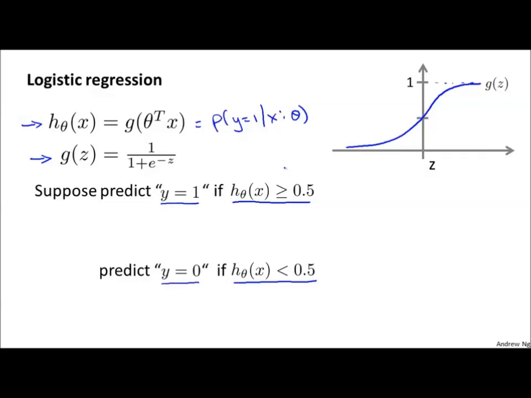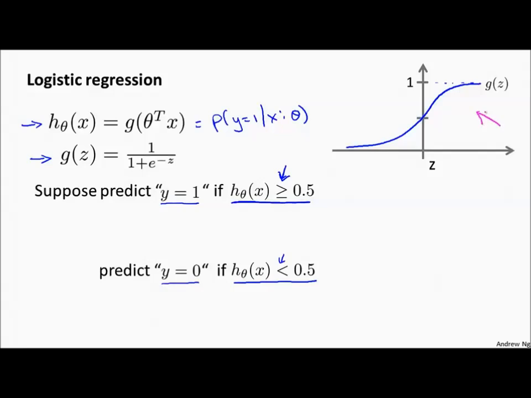And I chose a greater than or equal to here and a less than here. If h of x is equal to 0.5 exactly, then we could predict positive or negative, but I put a greater than or equal to here, so we default maybe to predicting positive if h of x is 0.5, but that's a detail that really doesn't matter that much. What I want to do is understand better when is it exactly that h of x will be greater than or equal to 0.5, so that we'll end up predicting y is equal to 1.